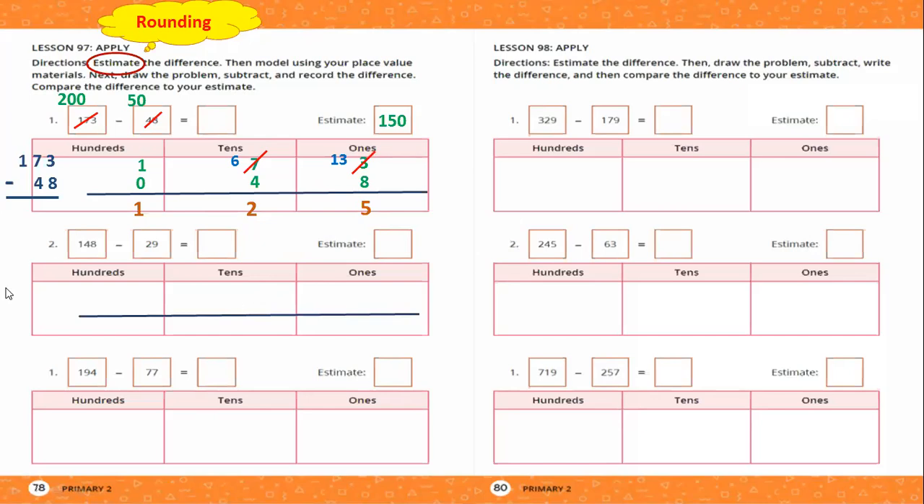Okay. Number 2, 148 minus 29. 148 estimated to what? Okay, Adam, now we start with this number and estimate it, and subtract it. Okay, focus with me. Now we have problem number 2, 148 minus 29.